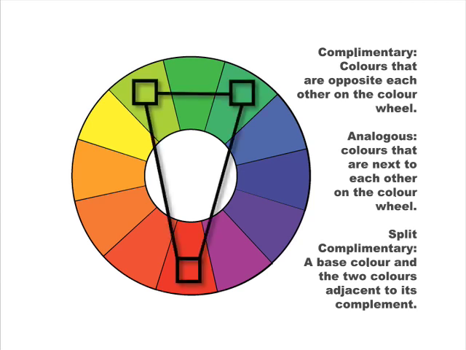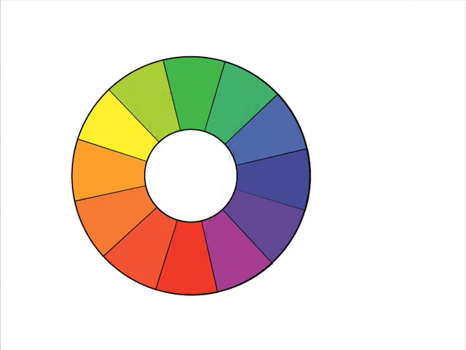This one gets a little tricky. Now, this is where you take a complementary color scheme, but instead of using the 2 colors that are opposite of each other, you take the 1 color and then the 2 colors adjacent to its complementary.